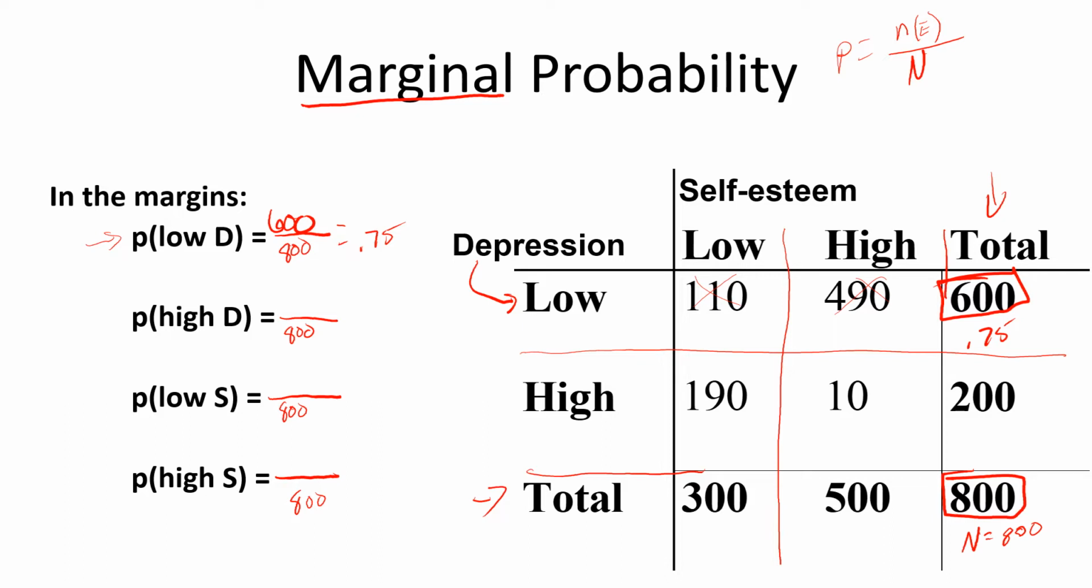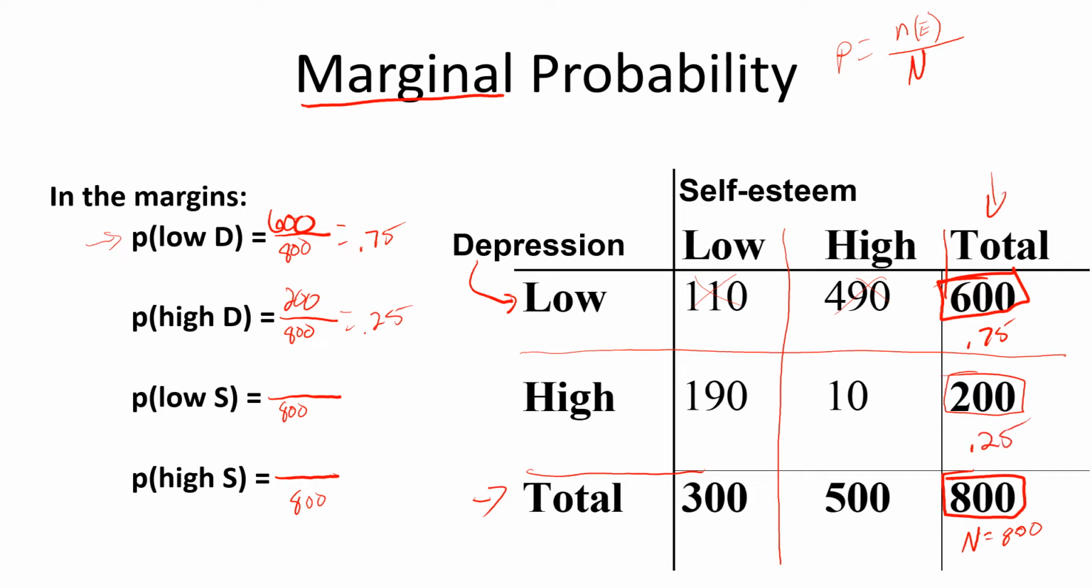Okay, now about high depression. How many have high depression? Again, we're just looking at the margins. We're ignoring self-esteem. So we got 200 there that have high depression. So we plug that in, and we get 0.25, and we put that there.